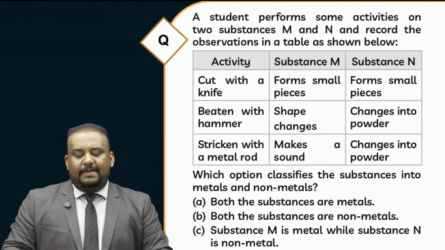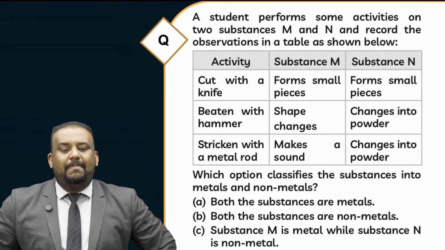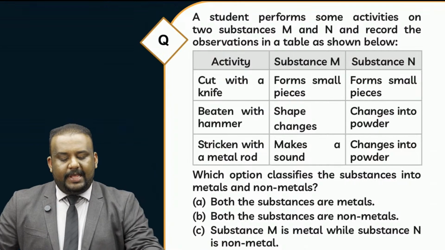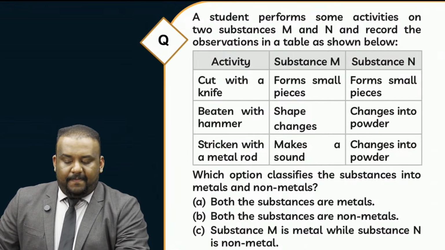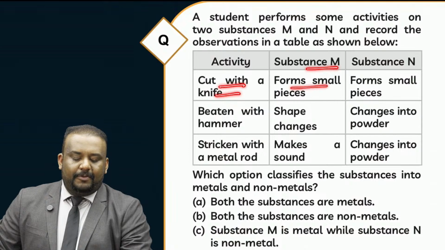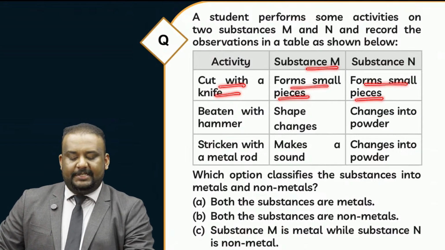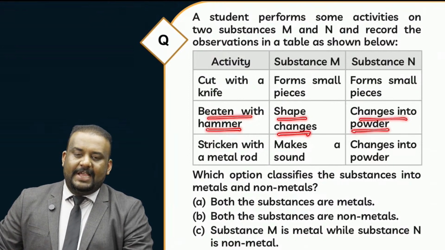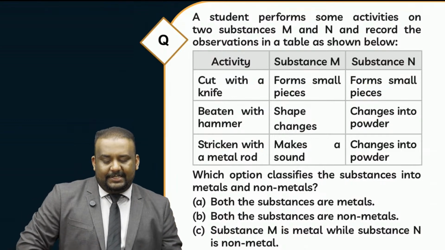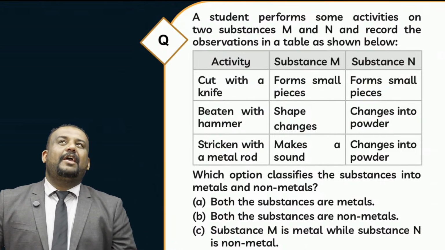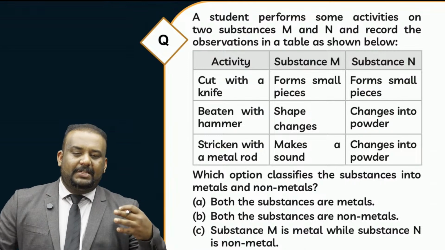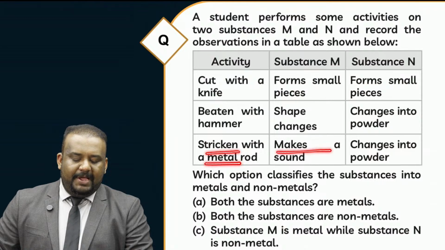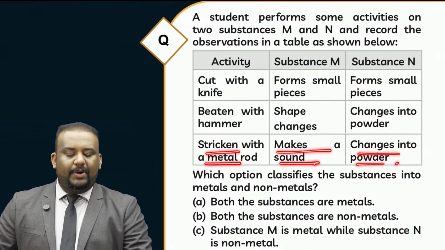A student performs some activities on two substances M and N and records the observations in a table as shown below. The activity: cut with a knife. The substance M forms small pieces, substance N forms small pieces. Beaten with a hammer, the shape changes for substance M, but substance N changes to powder. That gives us a clear explanation. See, you know the main difference between metals and non-metals, right? So that is basically what is asked here. Struck with a metal rod, it makes a sound in substance M, it changes into a powder in substance N.